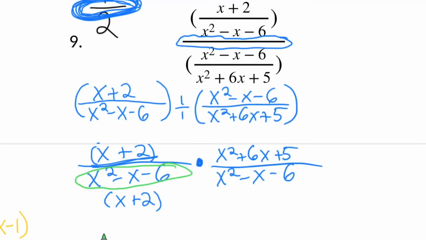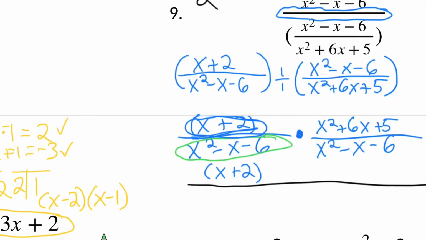Hey guys, so again we are trying to finish number 9. This is lesson 1 of unit 4. So we already brought down our x plus 2. For our x squared minus x minus 6, we're going to factor it. So there is no GCF that we can take out. Our a already equals 1, so we're going to go straight to our big X method.